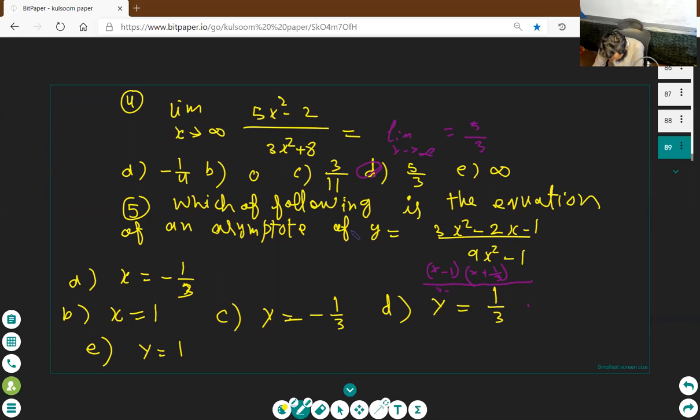Which formula are you using? You are using the wrong formula. This is a quadratic function. You break this term. This is wrong. See here, you should break this term. Can you break this term? Factorization means 3x square, and we will make the factors as minus 3x plus x minus 1.